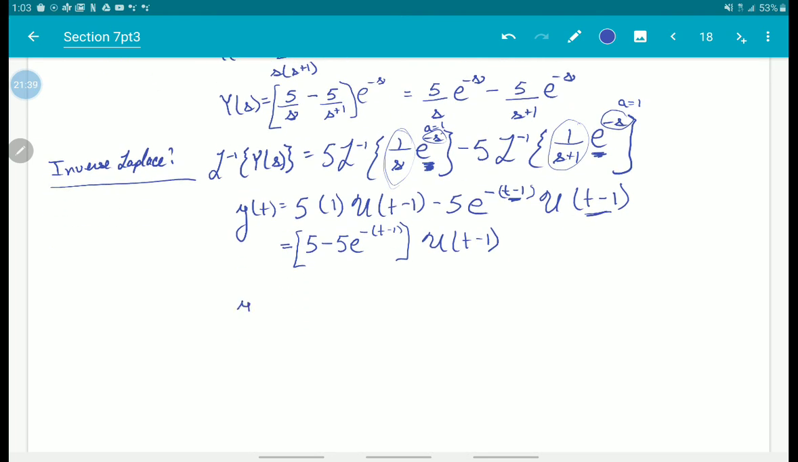So if we wanted to write the piecewise function that this would correspond to, we could think about it starting at 0, as long as t is between 0 and 1. And then as soon as we hit 1, this guy takes on the value of 1. So we're going to have that 5 minus 5 e to the negative (t minus 1) there.